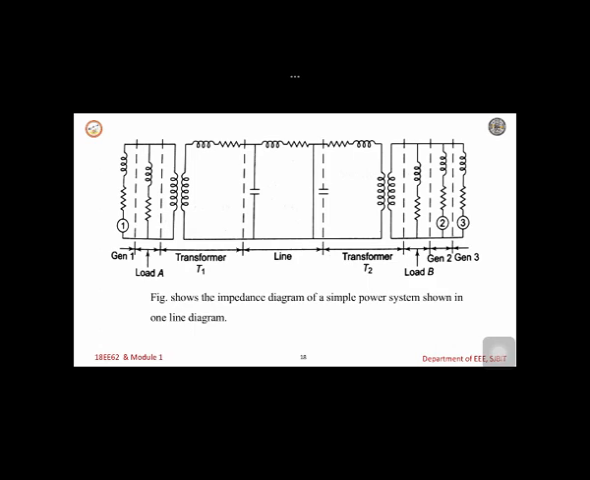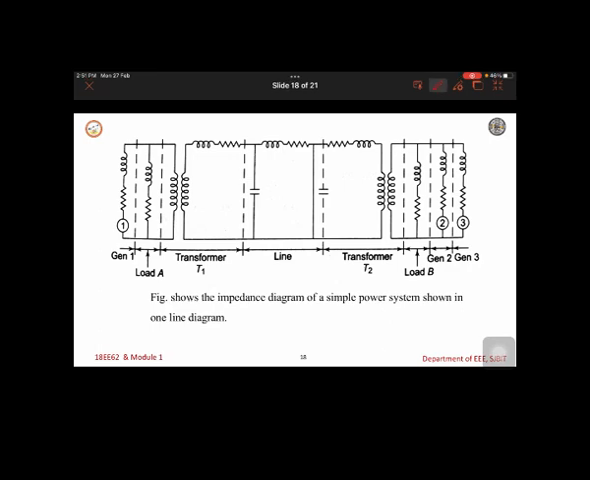So with the replacement of different power system components with their equivalent circuits, the given one line diagram can be represented as shown in the slide. See here, we have generator 1, whose equivalent circuit is its source EMF with impedance, and then we have a load connected in parallel, therefore the load is represented as ZL, that is R plus X.